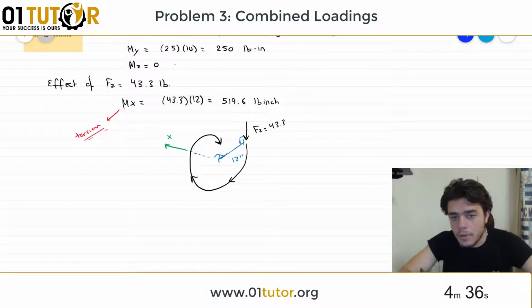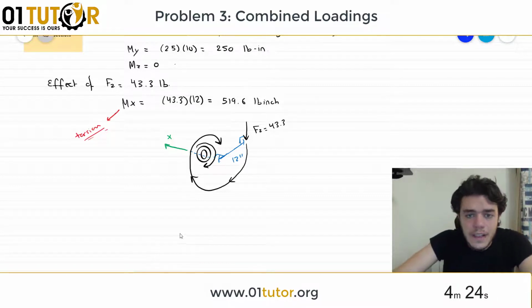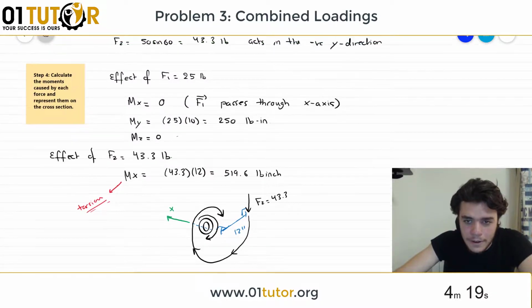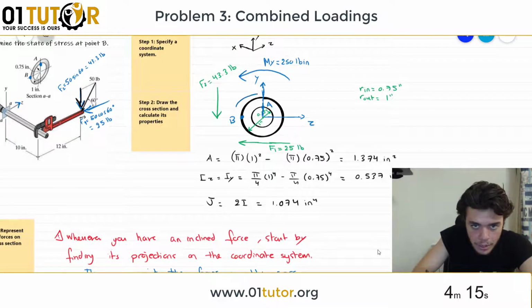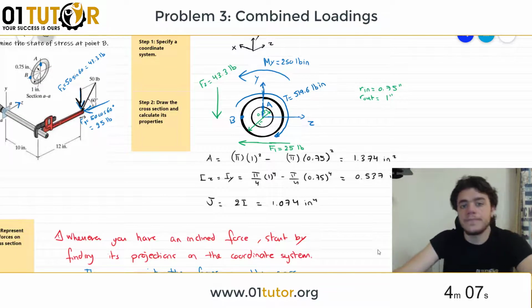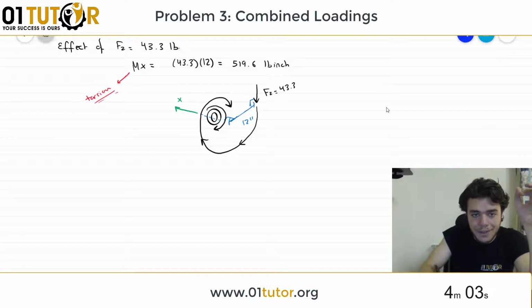Rotation of F2 about the x-axis is going to be in the clockwise direction because the cross section is sitting somewhere in here, right? So as if the torsion is creating this rotation, which is in a clockwise fashion. So we go to the figure in here, and we have a torsion like this, clockwise. Torsion is equal to 519.6 pounds inches. So this is Mx due to F2.